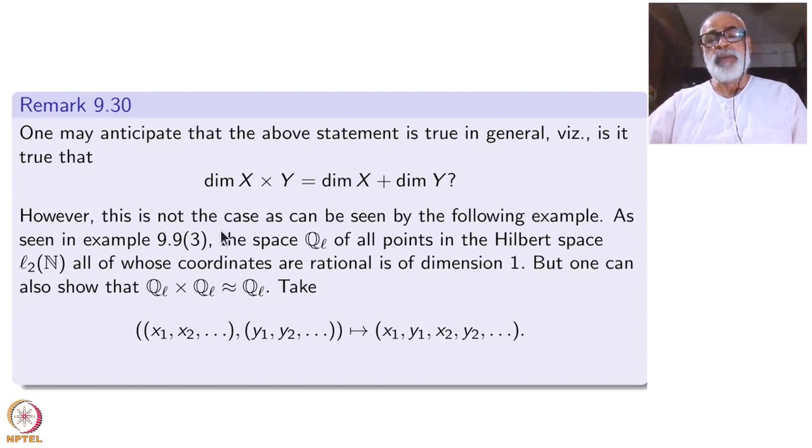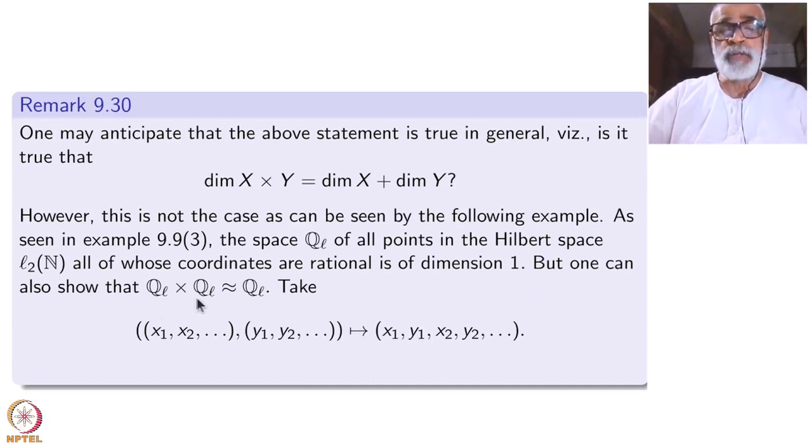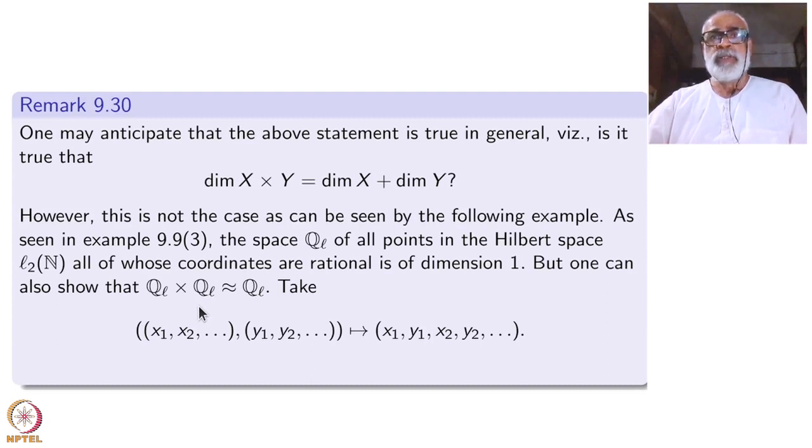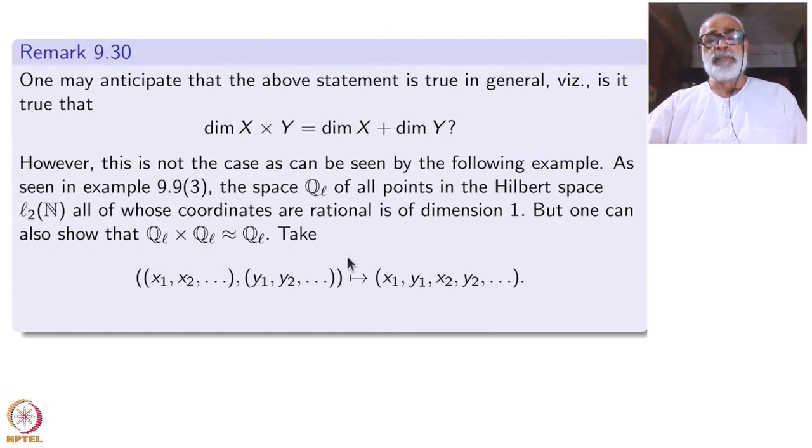So what is the example? Example is our favorite example, namely all the points with rational coordinates inside the L2 space, QL, of all points in the Hilbert space L2 whose coordinates are all rational. So this is of dimension 1, right? This is what we have proved earlier. But now you can take QL cross QL, again isomorphic to QL, by an obvious kind of shifting: x1, x2, xn, y1, y2, yn, interlace them, x1, y1, x2, y2, and so on. What you get is that QL cross QL is isomorphic to QL.